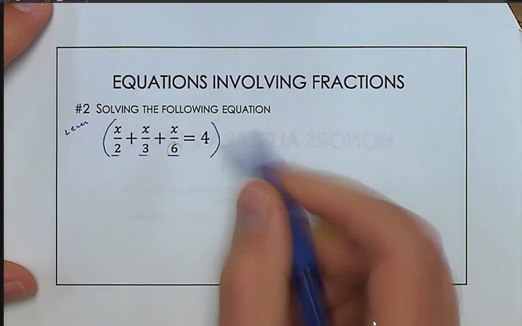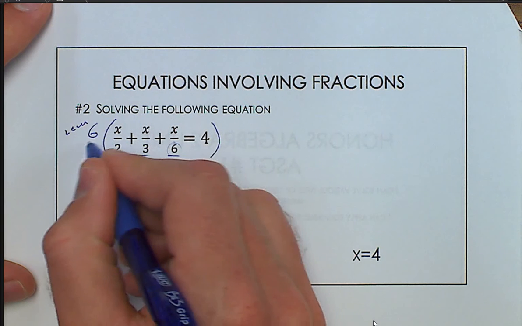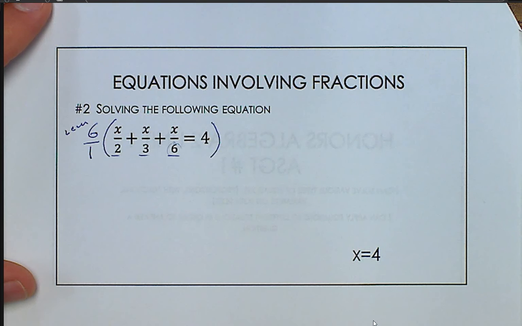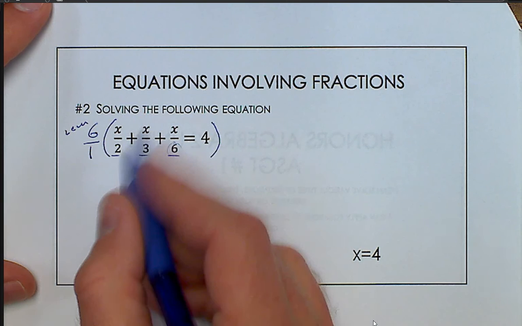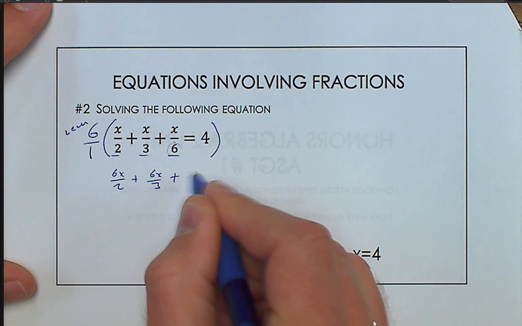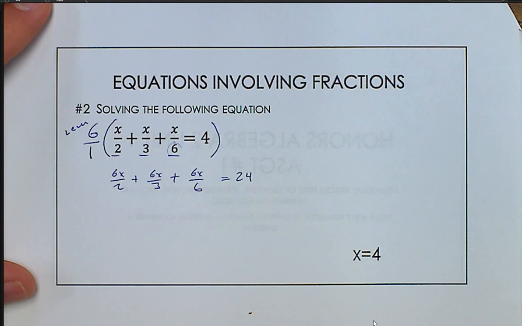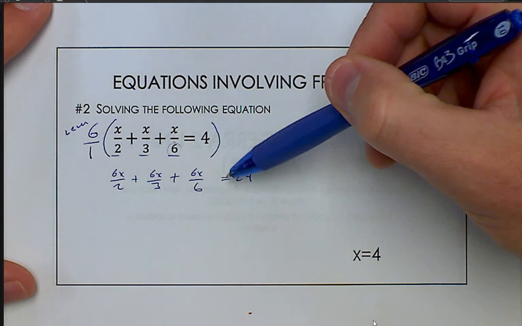Don't forget about the 4 here. We're going to times the entire equation by basically 6. If you want to put 6 over 1, that's fine. So what basically happens is you get 6x over 2 plus 6x over 3 plus 6x over 6 equaling 24. Now, you don't have to write this step out. I just kind of want to show you what's happening.